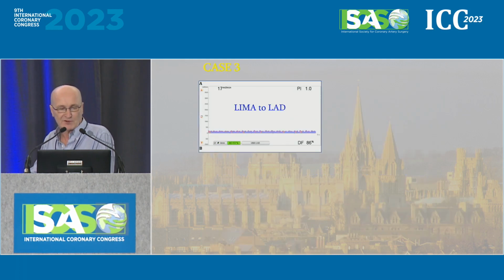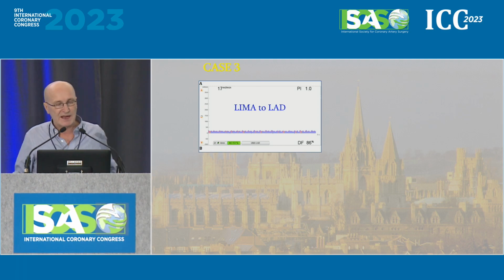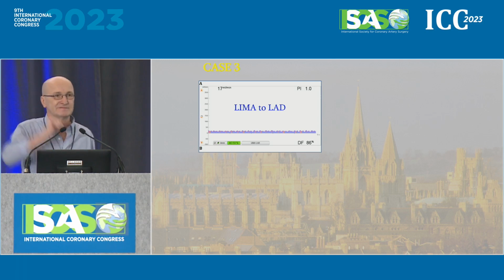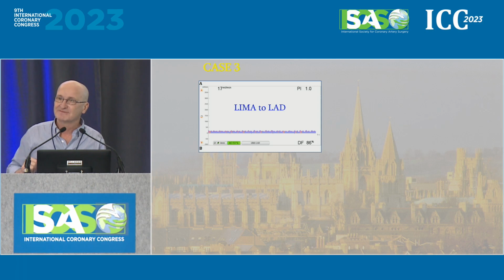So here, this is not a great graft image, but it's a flow in the LIMA to the LAD of 17 mils per minute. So it is about acceptable, but with a pulsatility index of 1. So let me ask the audience, who would revise this graft? Look at it. So everyone would accept this as normal. Who would feel uncomfortable with a flow of 17 mils per minute? Well, I did. Because I don't like to see a flow in an IMA to the LAD of 17 mils per minute.